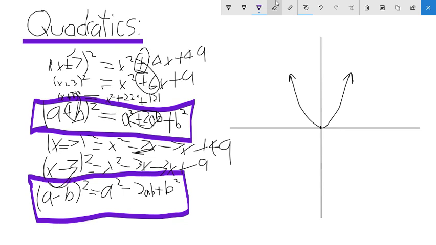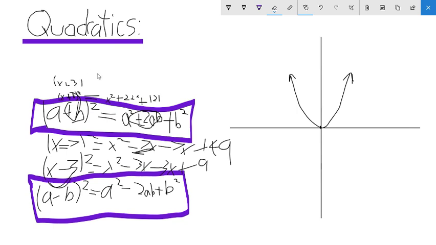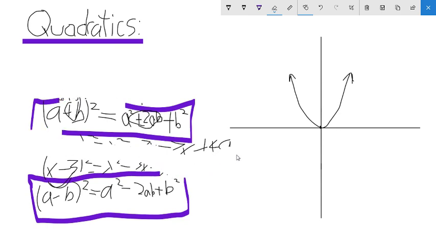Let's say we have, okay, I'm not going to erase that because those are really important and we will be needing them later. Here, I'll just keep that there. And then let me get rid of these really quickly.